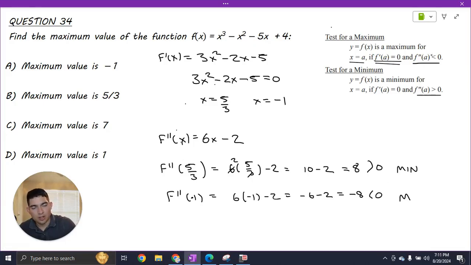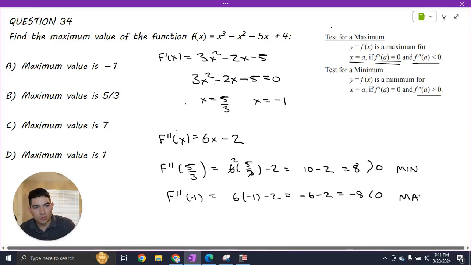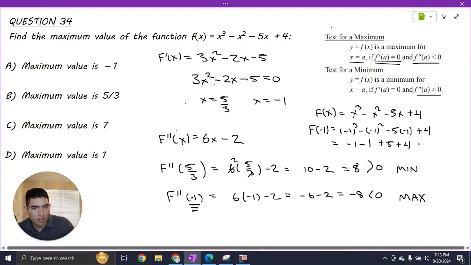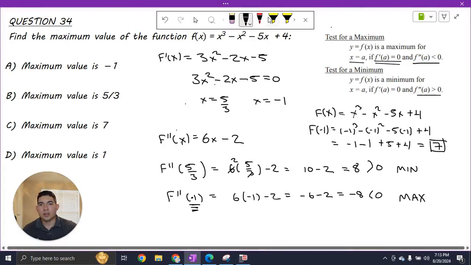So if we take a look at the parameters for the maximum and minimum test, it looks like this root is going to correspond to our minimum and this one is going to correspond to our maximum. Because this one corresponds to our maximum, let's plug it into the original equation and see what our maximum value actually is. So here's the original function right here. Let's go ahead and plug in -1 into the equation. Then we're going to end up with -1 minus 1 plus 5 plus 4, and that's going to give us a maximum value of 7. So if you take a look at the multiple choice, this one is going to be C.